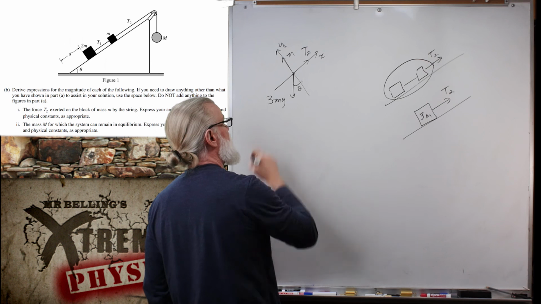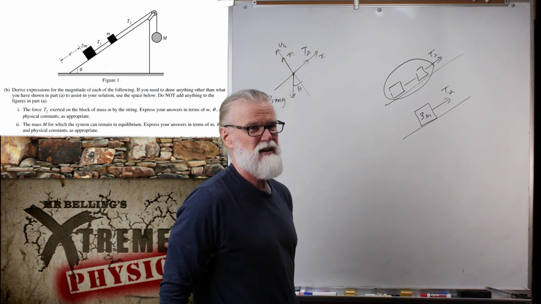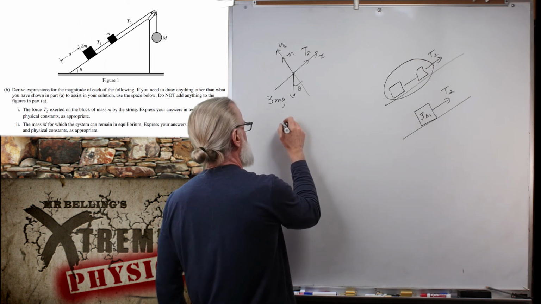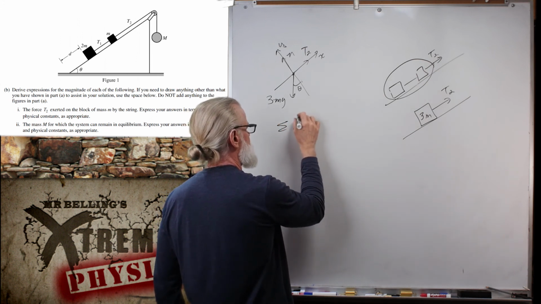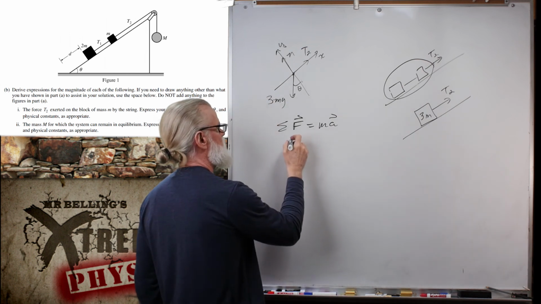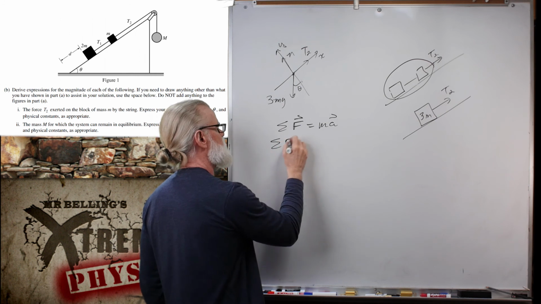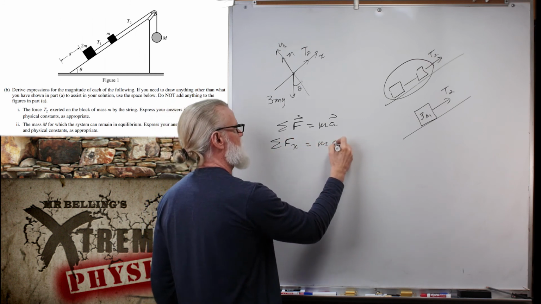Well, let's apply Newton's second law. In this case it's kind of like the first law, but the second law with the acceleration equals 0. Sum of the forces equals mass times acceleration. I always state the physics. All right, so in this case, the sum of the forces in the x equals mass times acceleration in x.